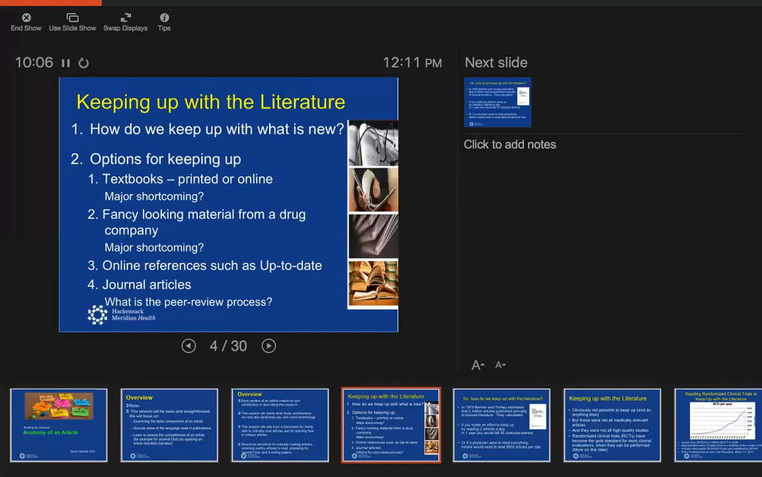There can be some publication bias, where someone may not submit a negative study. The journal may not print a study that may be negative or doesn't say that much. So just because you read something doesn't mean that's all the literature that's out there.